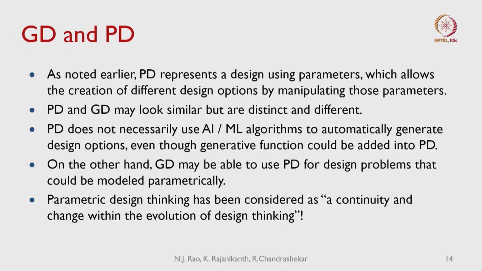On the other hand, GD may be able to use PD for design problems that could be modeled parametrically. That is, if the design problem allows parametric modeling, then GD could use that. Otherwise, GD may not use it. So, you have kind of choices available here. Parametric design thinking has been considered as a continuity and change within the evolution of design thinking. One stage.